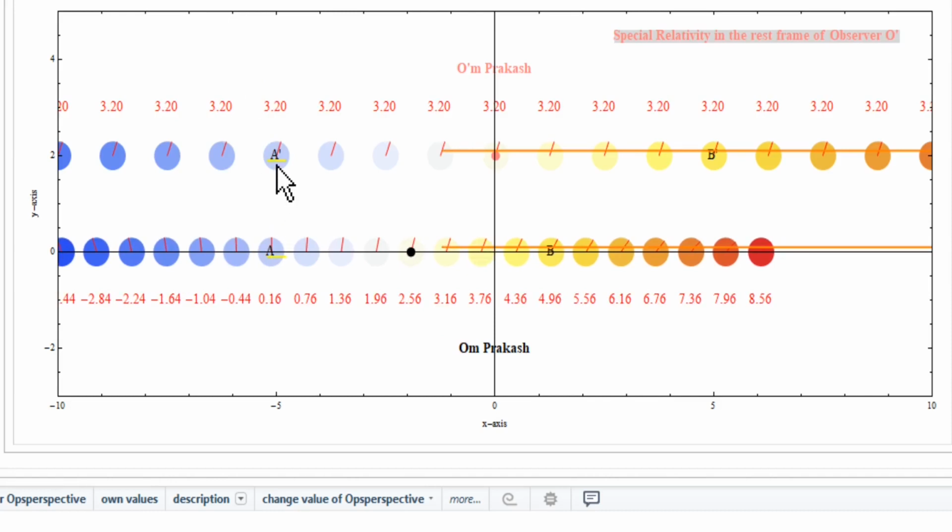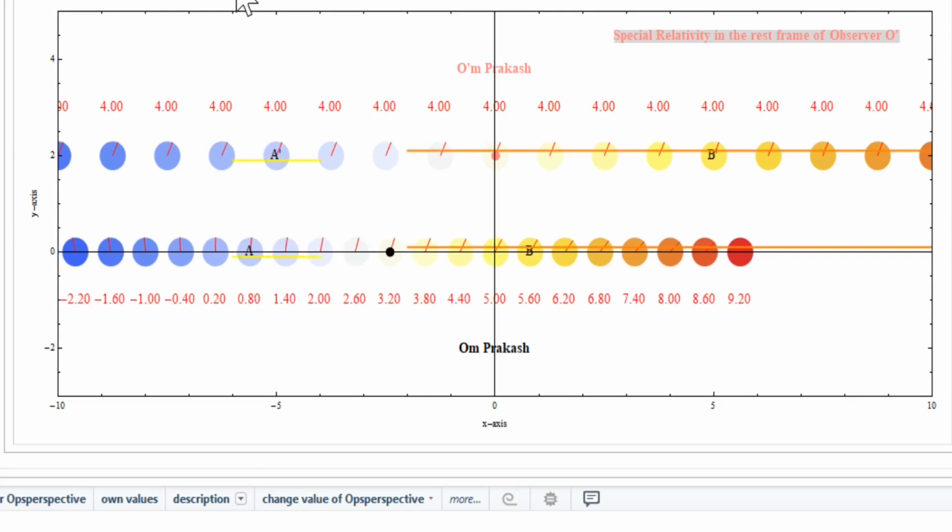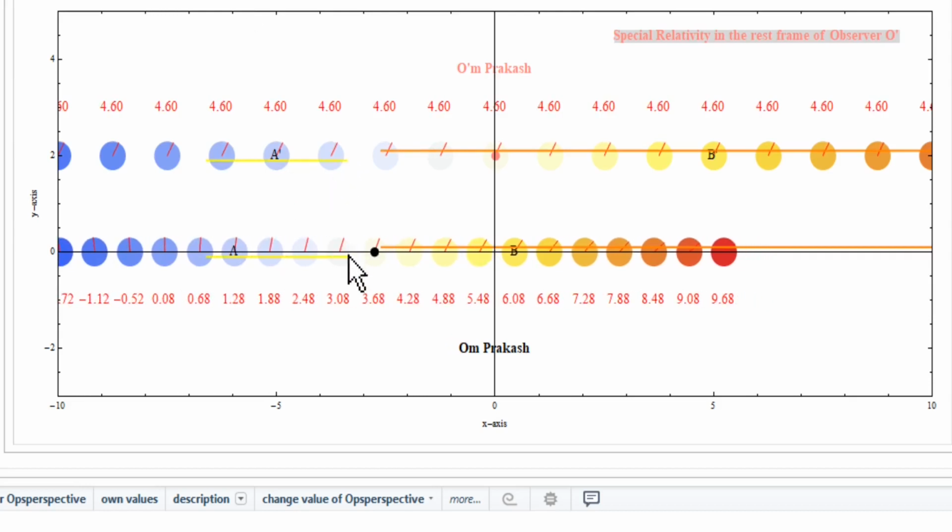Observer A prime was struck by lightning at 3 seconds, and now they send a light signal to observer O prime Prakash. You see that the time at which A prime is struck by lightning corresponds to a time at which the corresponding observer on the ground, A, would show a time of 0 seconds on their clock. Now, if we watch the light signals from A prime and A, those light signals are traveling to the right and they keep pace with each other.